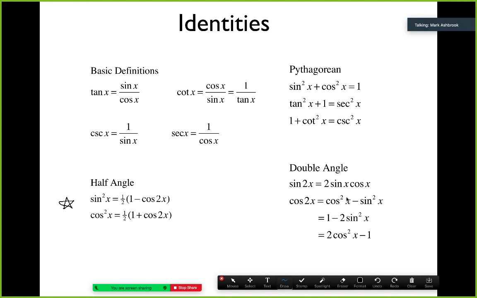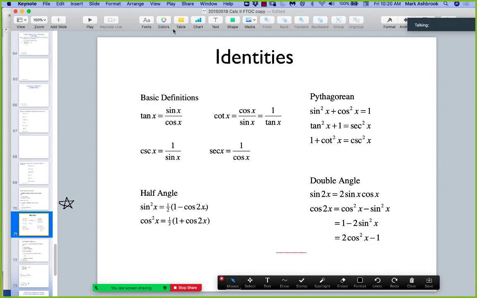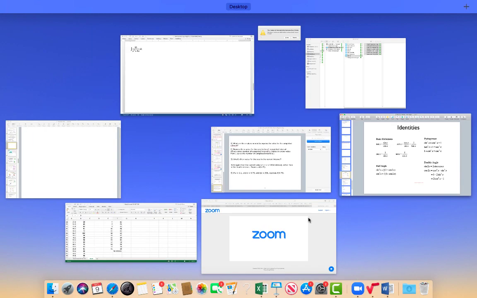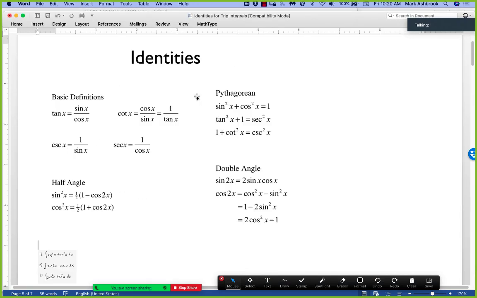Okay, so let's try an example here. We'll just keep these identities on the screen. Move it over here, give some room. All right, so the first one we want to do is, what's the first one we want to do? Oh, let's do it here. Here we go.